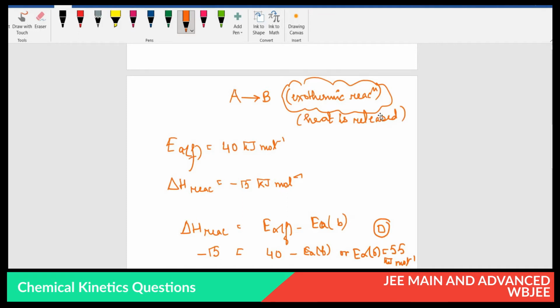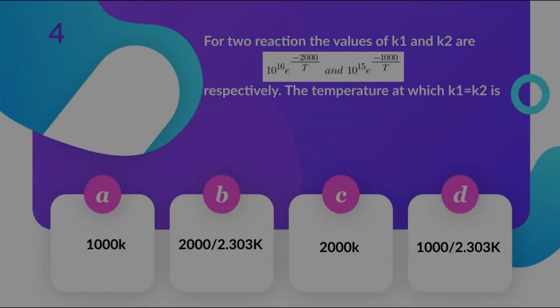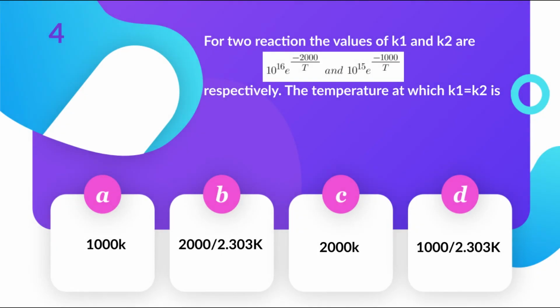These terms, exothermic and endothermic, are very important conceptually. Alright, so let us move on to the fourth question. Question number 4 says, for two reactions, the values of K1 and K2 are 10 to the power 16 e to the power of minus 2000 by T and 10 to the power 15 e to the power minus 1000 by T, respectively. The temperature at which K1 equals K2.